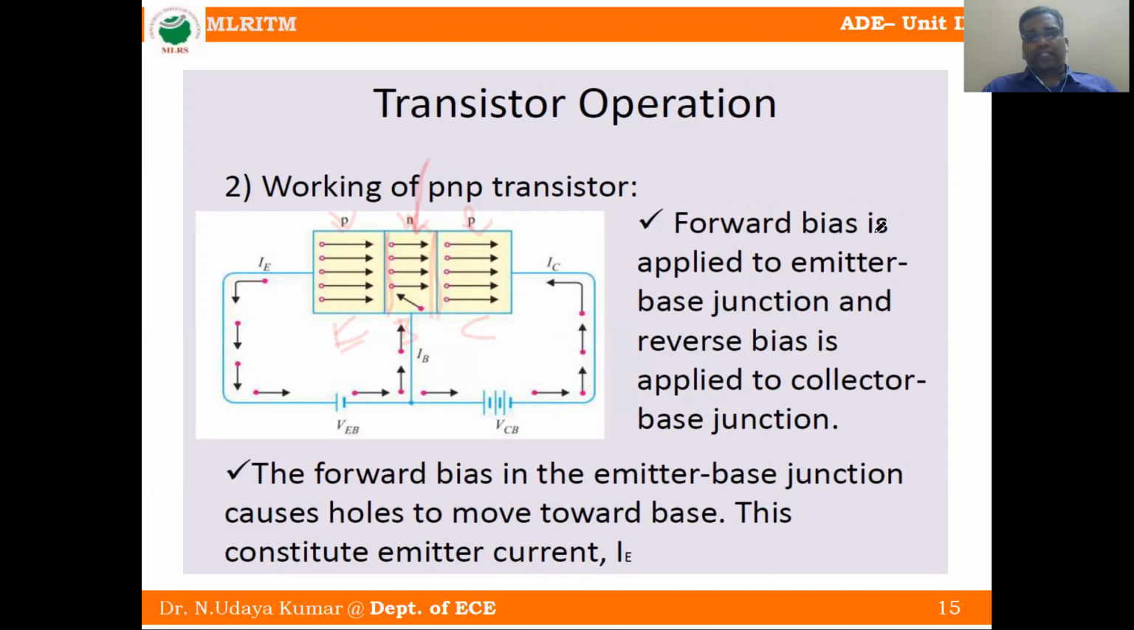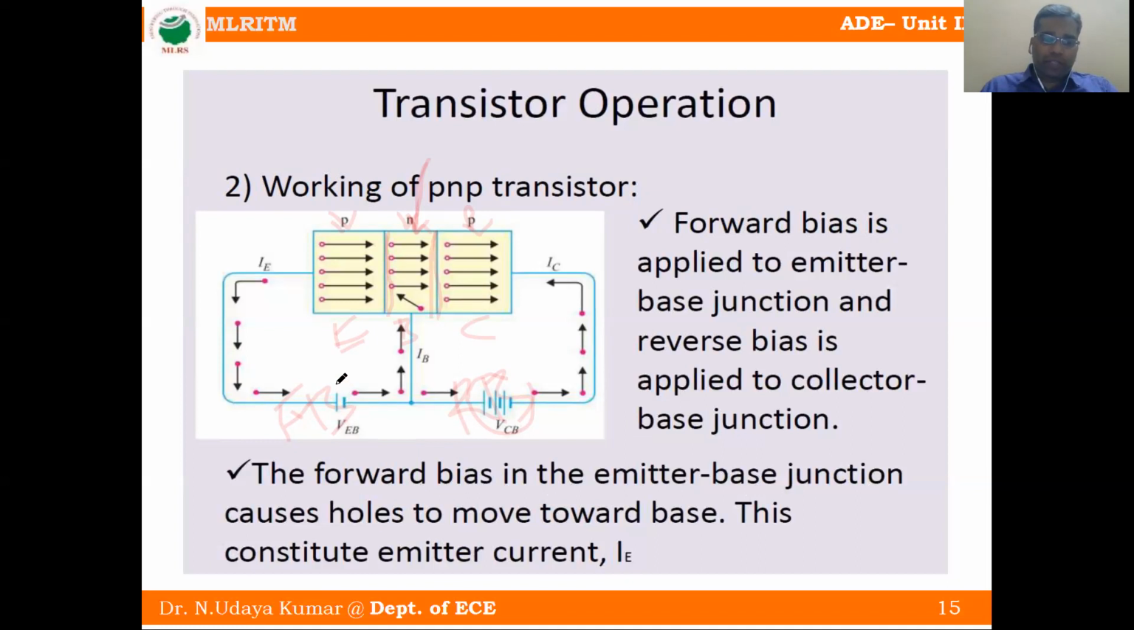So we know that the emitter base junction is always forward biased. Forward bias is applied to the emitter base junction, and this one is reverse biased. So reverse bias is applied to the collector base junction. Forward bias in the emitter base junction causes holes to move towards the base. This constitutes emitter current. So how does it happen? I will explain in detail.